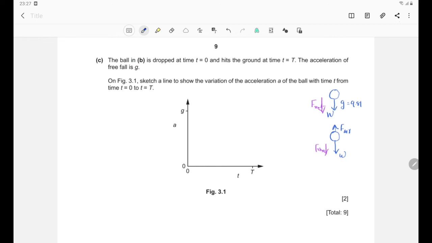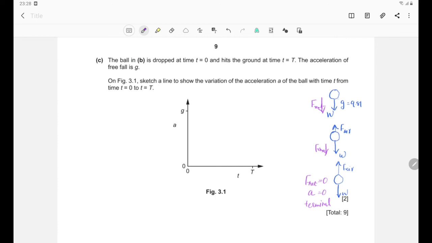Now when the ball reaches terminal velocity, its downward weight must be equal to the upward air resistance. In that case, there is no resultant force. The net force F acting on this ball is 0, because the downward weight is equal to the upward air resistance. At that position, the acceleration is also 0. Here the ball has reached terminal velocity. So this is what will happen to the acceleration.